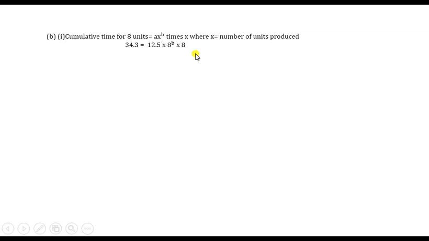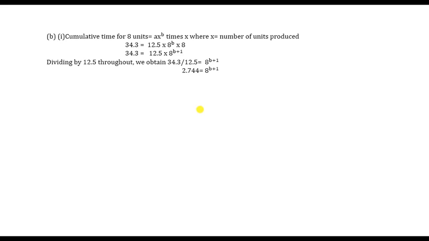After that, we have to solve for b. Only mathematics has remained. Multiplying this, it is 12.5 times 8^b, and this times 8. That means 8^b times 8^1, which simplifies to 8^(b+1). Then, to simplify further, we divide by 12.5 throughout, so 34.3 divided by 12.5 gives 2.744 equals 8^(b+1).